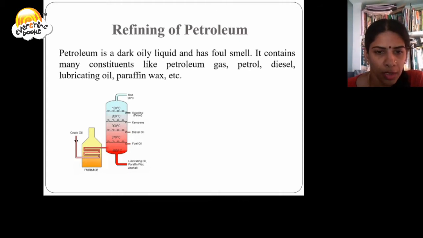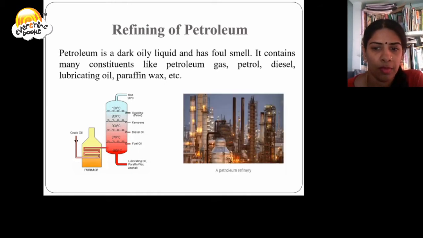Upon heating at particular specific temperatures, we get products released outside. At 150 degrees, we can expect gasoline. At 200, we can get kerosene. At 300, we can get diesel oil. At 370 degrees, we get fuel oil. The remainder is collected as lubricating oil, paraffin wax, and asphalt. This is a petroleum refinery.